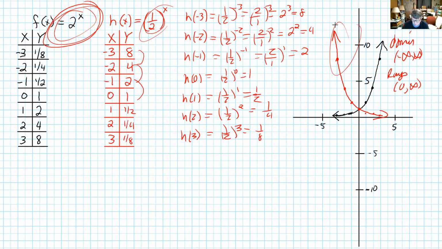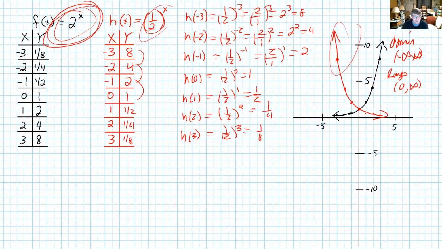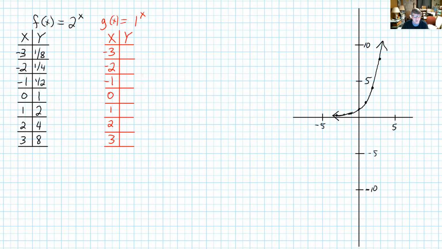So backing up for just a minute, when the base was 2 or larger, it increased, and it increased faster. So basically, if the base is bigger than 1, it increases; if it's between 0 and 1, it decreases over its entire domain. Well, what about this one? What if we just make the base 1? What's that going to look like?